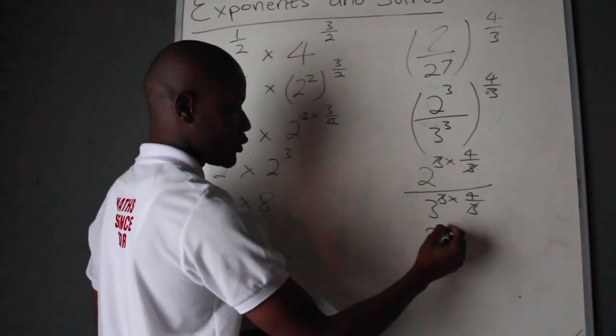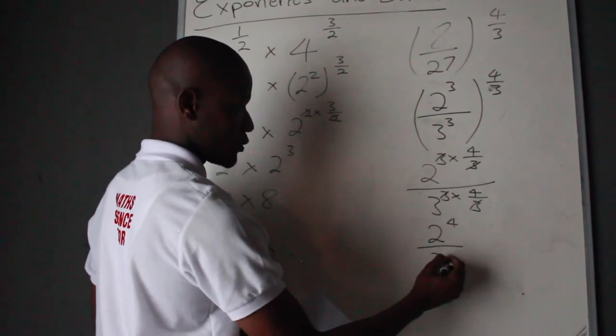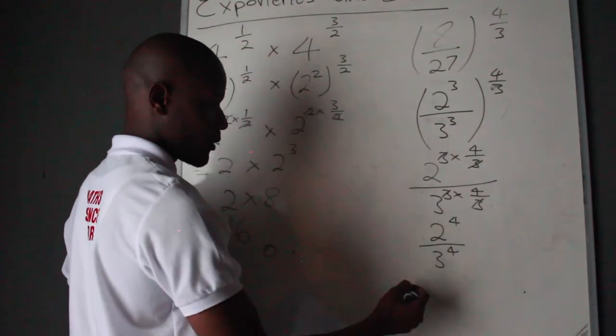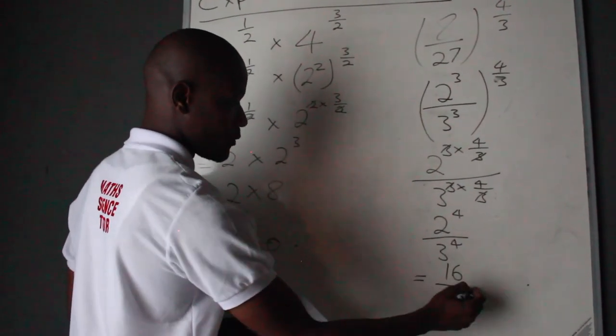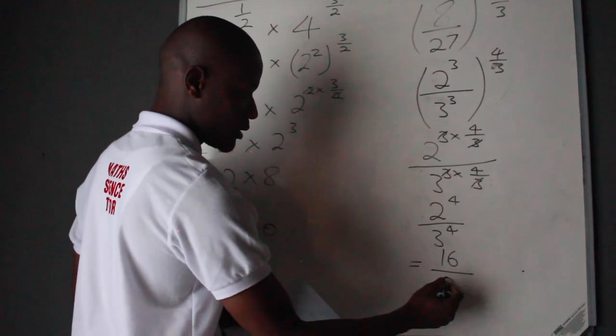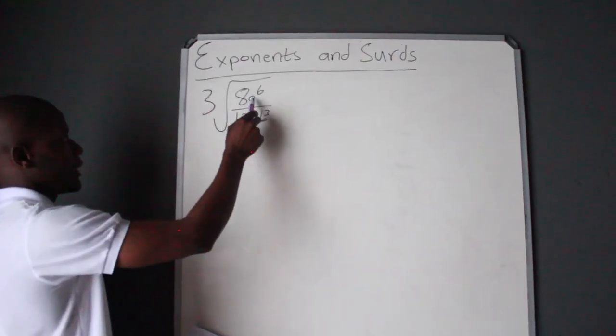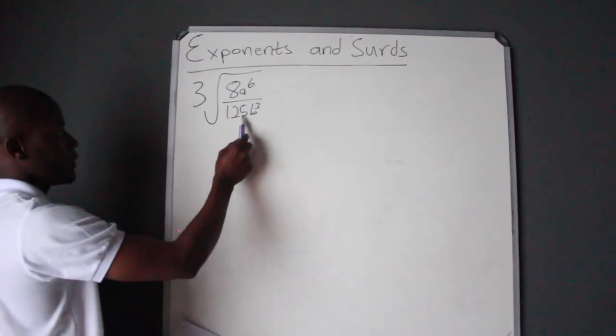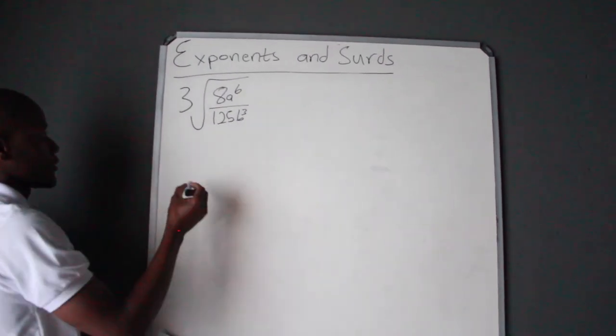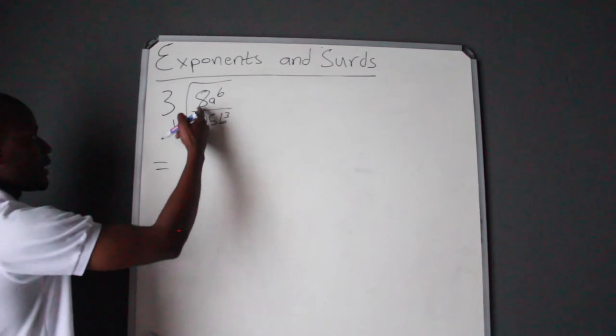So it's 2 to the power 4 over 3 to the power 4. So 2 to the power 4 is 16, over 3 to the power 4 is 81.